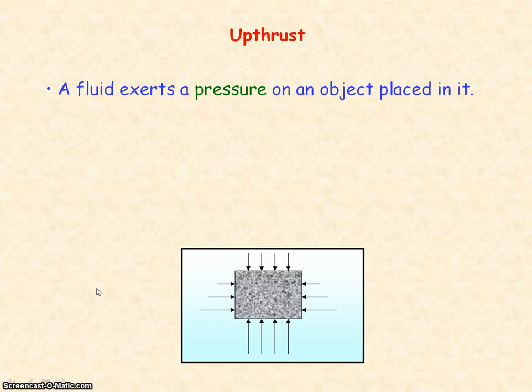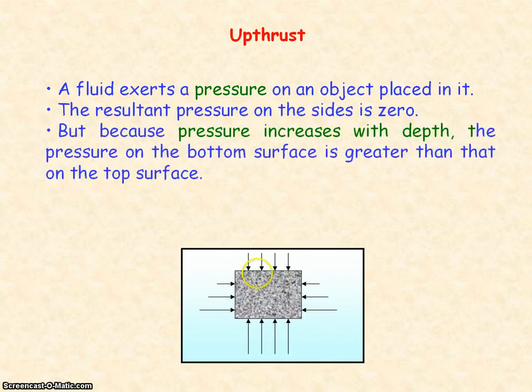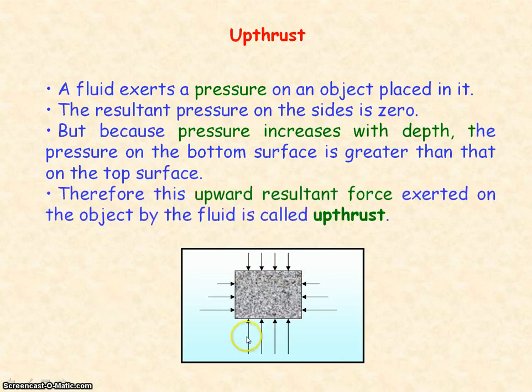Upthrust arises due to a fluid exerting a pressure on an object that is placed in it. The resultant pressure on the sides of the object is zero, but as pressure increases with depth, the pressure that the fluid exerts on the lower surface of the object is greater than that on the upper surface. This pressure difference results in a net upward force that the fluid exerts on the object, which is called the upthrust.